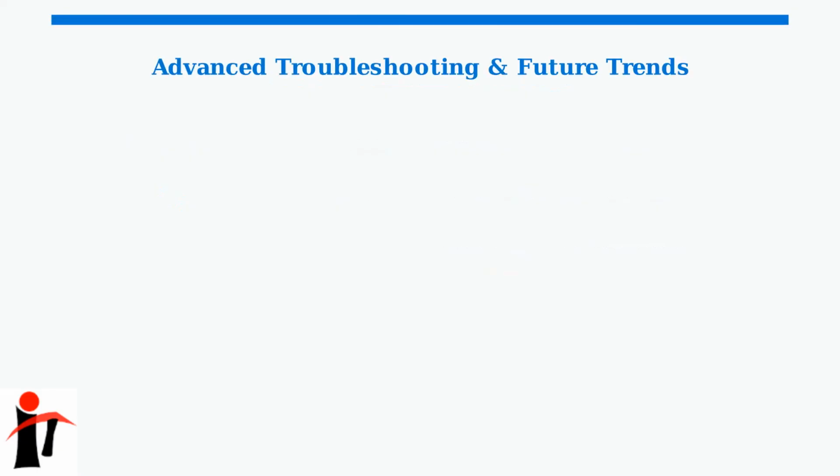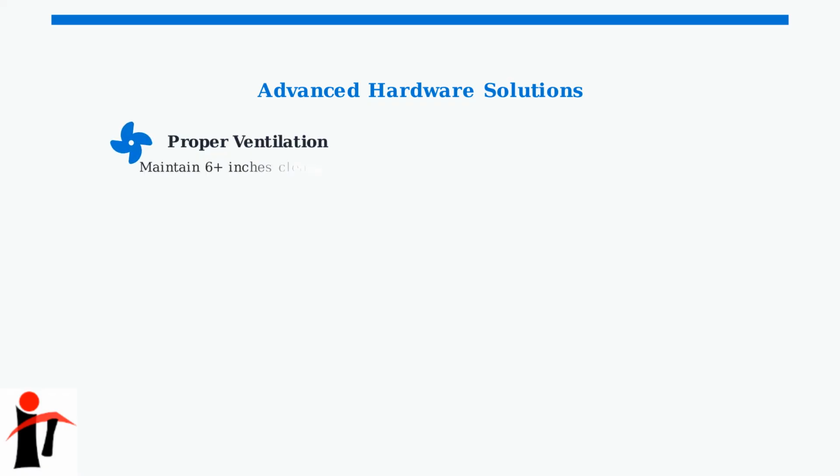When basic troubleshooting steps don't resolve your Xfinity TV box signal issues, it's time to move to advanced solutions and understand what the future holds for cable TV technology. Advanced troubleshooting starts with proper hardware maintenance. Your TV box needs adequate ventilation to prevent overheating, which is a leading cause of signal drops and hardware failures.